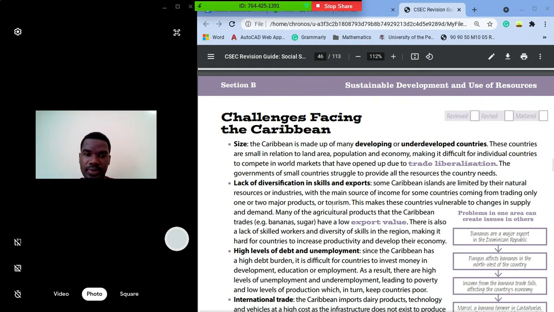The next one is lack of diversification in skills and exports. Some Caribbean islands are limited by their resources. Let me give an example. Karen, what is Jamaica known for? What do we mine mostly? Bauxite. Right. But did you know that when we mine that bauxite, it isn't even processed here? We mine the bauxite and where do we send it off? To another country to convert it to alumina.